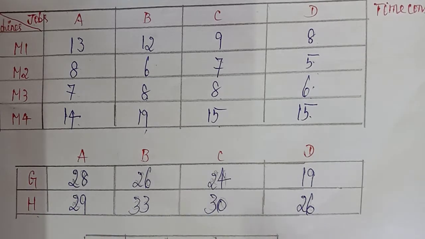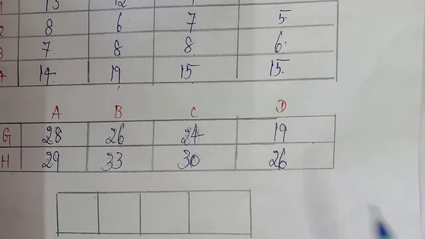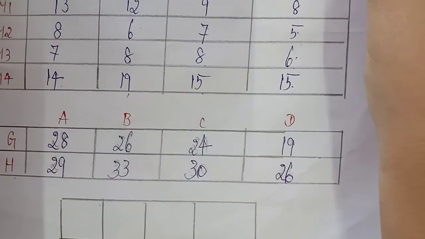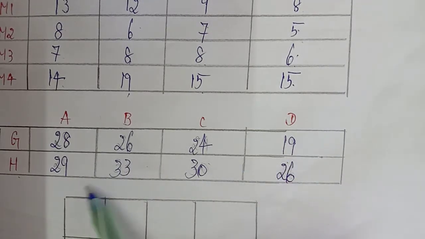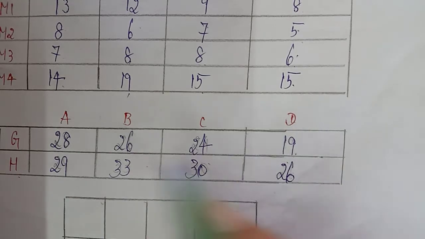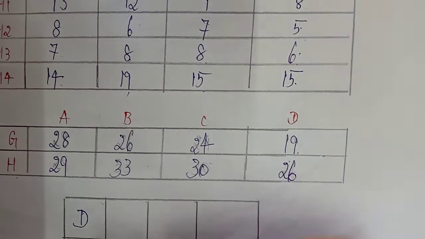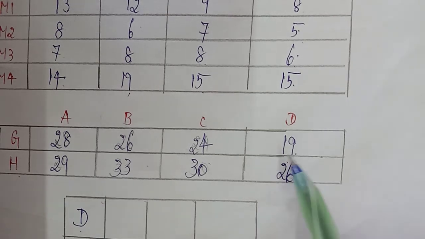Now as usual we are going to find the sequence. Now you consider all the processing times. Out of 28, 26, 24, 19, 29, 33, 30, 26, the least processing time is 19. So the minimum processing time is 19, that corresponds to job D. It corresponds to machine 1. So from the beginning, that is from the left side, you have to allot the job.